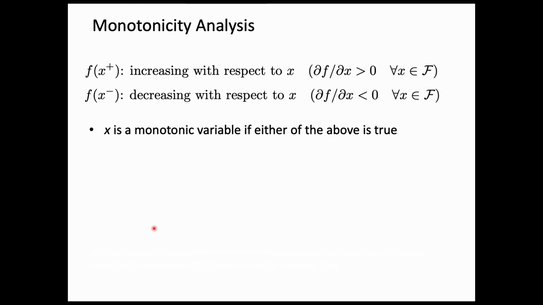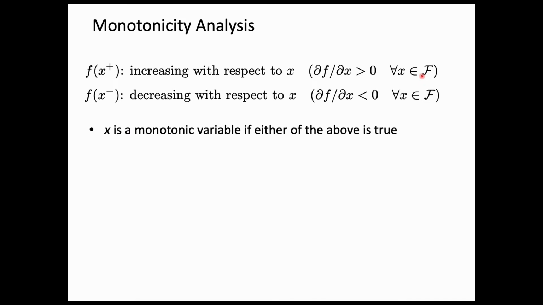Here are a few definitions that we need to know for monotonicity analysis. Here I'm using the notation out of the Principles of Optimal Design textbook. This f of x plus indicates that we have a function that is increasing with respect to x. So it's monotonically increasing with respect to this particular variable. The partial derivative of f with respect to x is strictly greater than 0 for all values of x within the feasible domain.